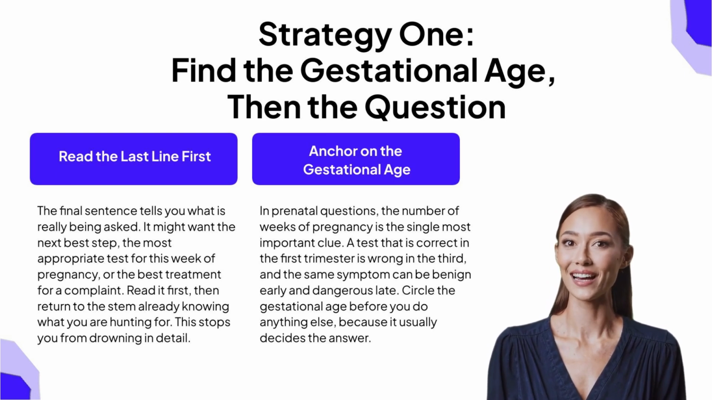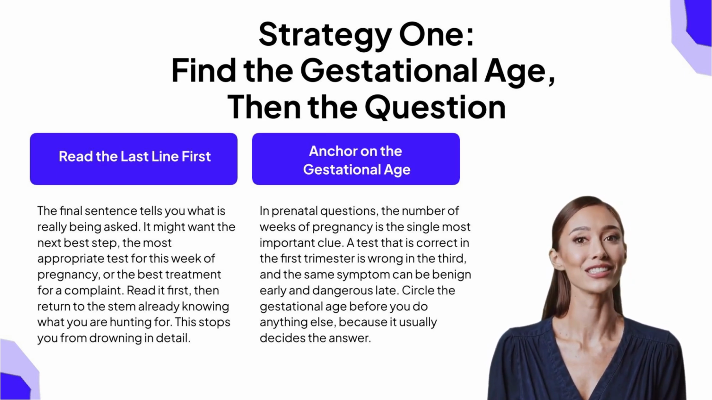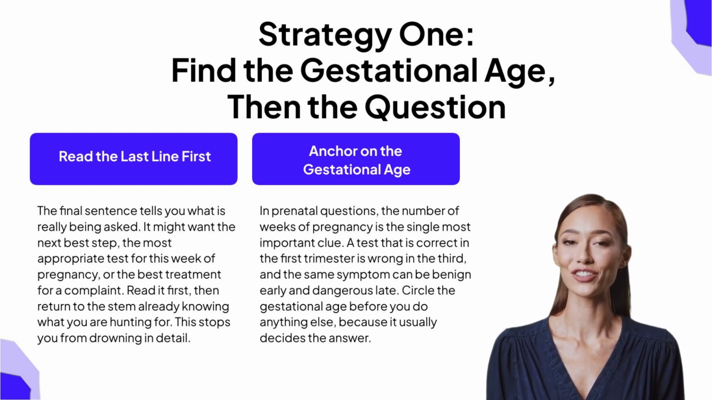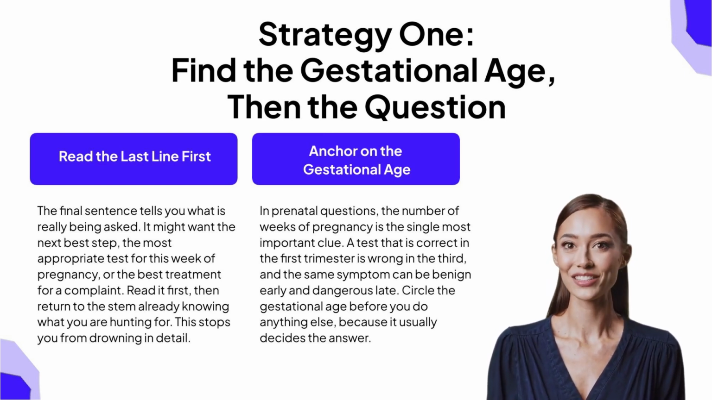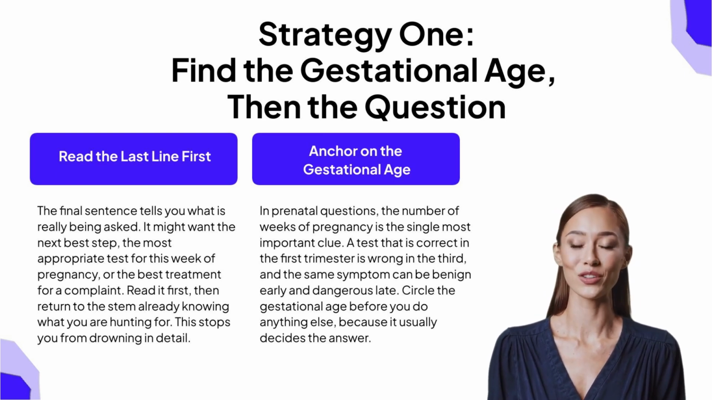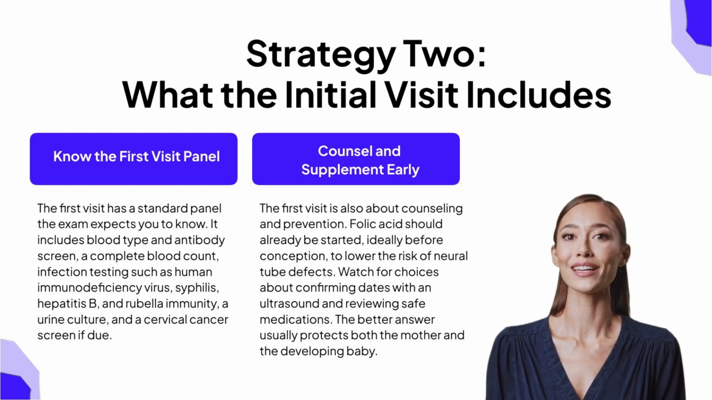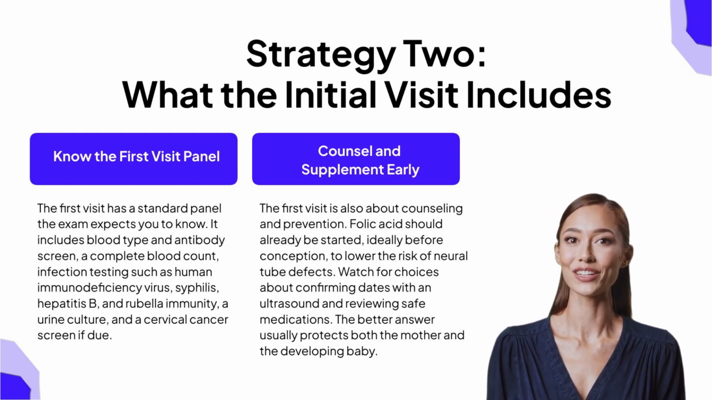In prenatal care, the number of weeks of pregnancy is the single most powerful clue in the entire stem. A test that is correct in the first trimester is wrong in the third, and a symptom that is harmless early can be a danger sign late. Get in the habit of circling the gestational age before you read anything else, because more often than not, it decides the answer.